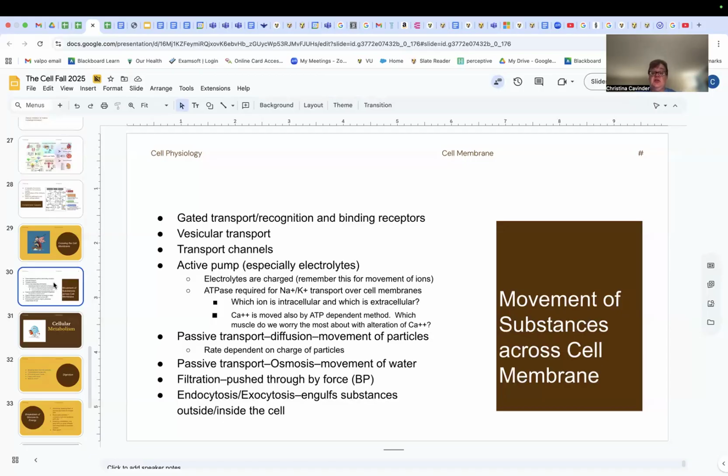Now you do have filtration. This is pushed through by a force. You think of this with your blood pressure, that force coming from the heart, pushing blood cells to where they need to go. Also, it pushes substances into the tissues. Endocytosis and exocytosis: with endocytosis, you're engulfing a substance from outside into the cell. Exocytosis is moving from inside to outside.